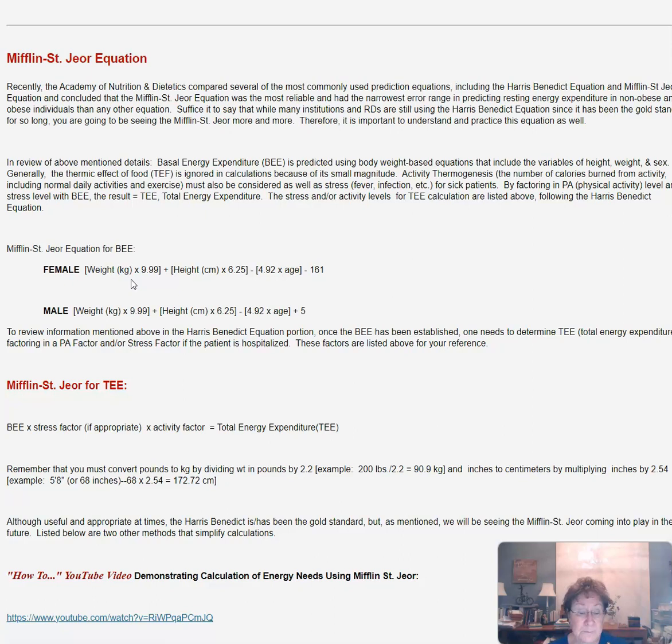Notice in the formula, you multiply weight, height, and age times a factor. You add the resulting weight and height, and then for females, you subtract what appears to be a random number of 161. For men, you add 5 to the resulting height and weight. From here, you multiply by a physical activity factor. Most often, you'll use 1.1 or 1.2.